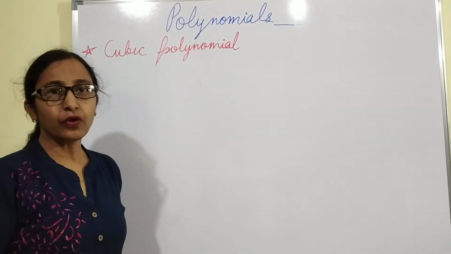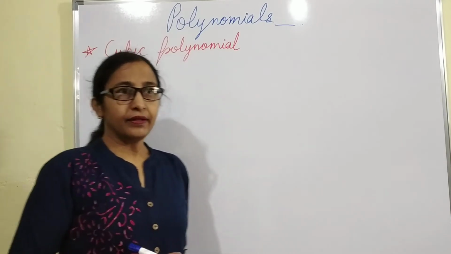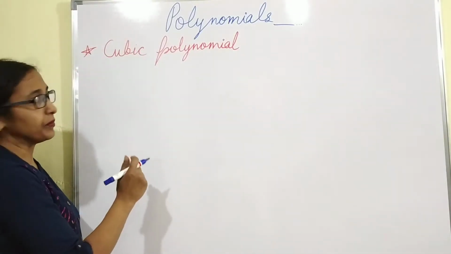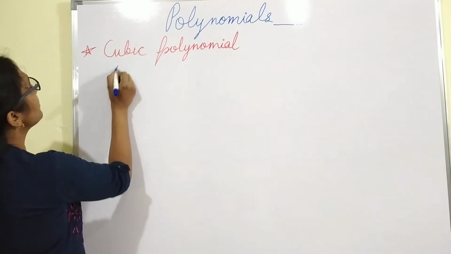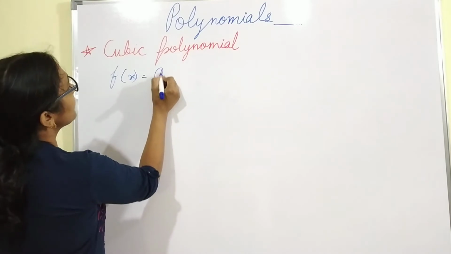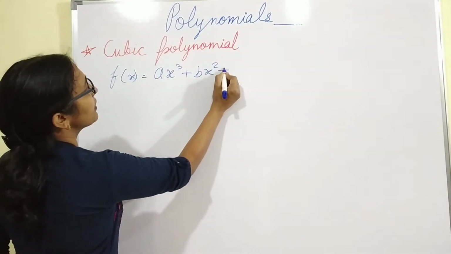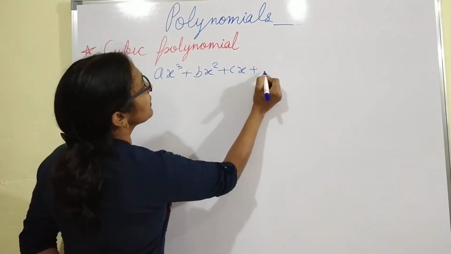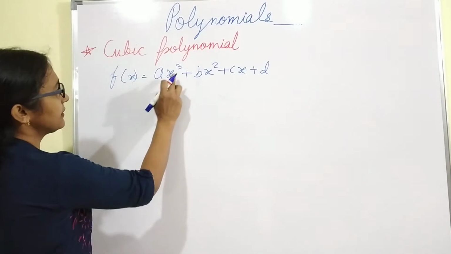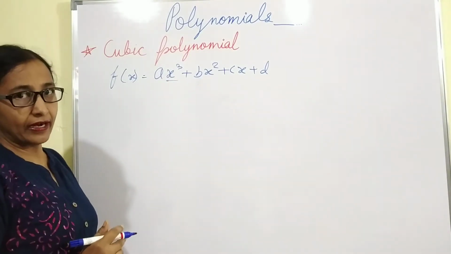In an earlier video, I explained quadratic polynomials and their factors. Now, in this video, I am explaining cubic polynomials. A cubic polynomial means f of x equals ax cube plus bx square plus cx plus d. Its degree is 3 and it will have 3 factors.